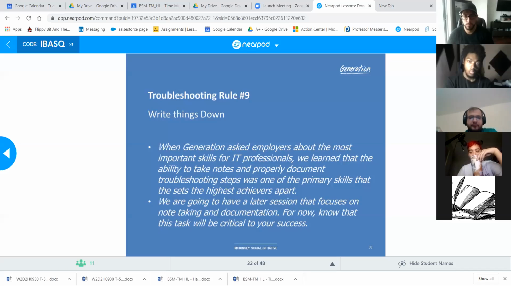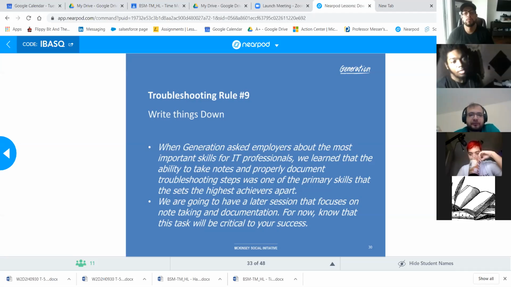Jordan, can you help us here with slide 33? Write things down. When Generation asks employees about the most important skills for IT professionals, we learned that the ability to take notes and properly document troubleshooting steps was one of the primary skills that sets the highest achievers apart. We are going to have a later session that focuses on note-taking and documentation. For now, know that this task will be critical for your success.